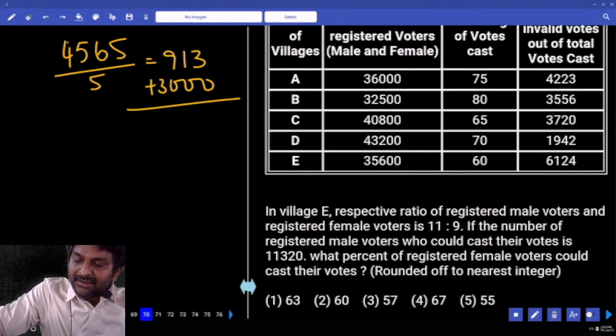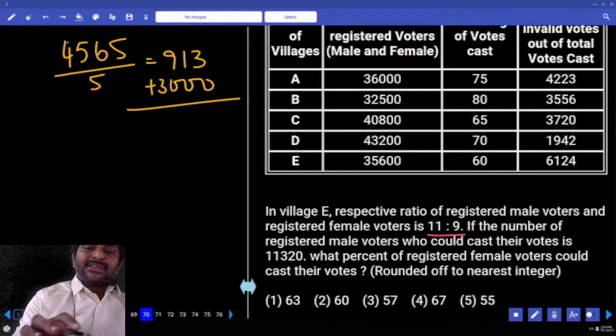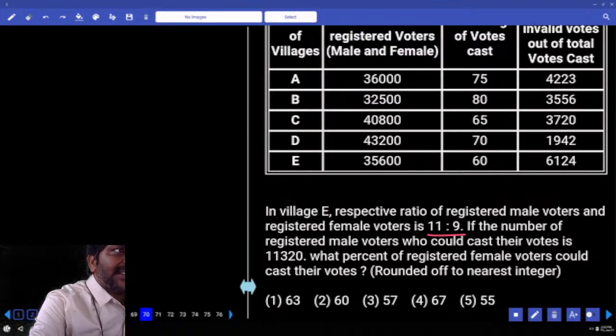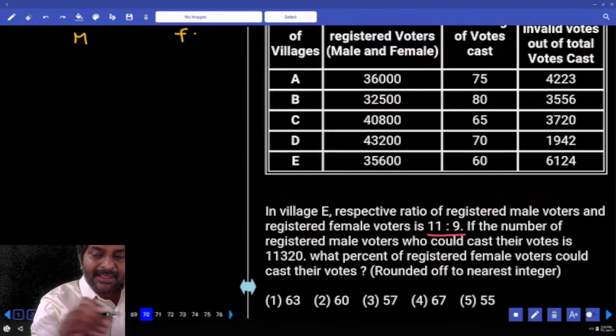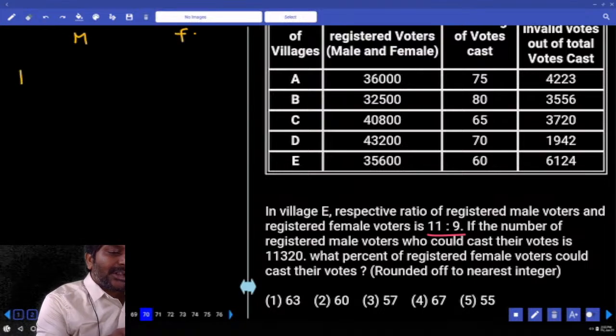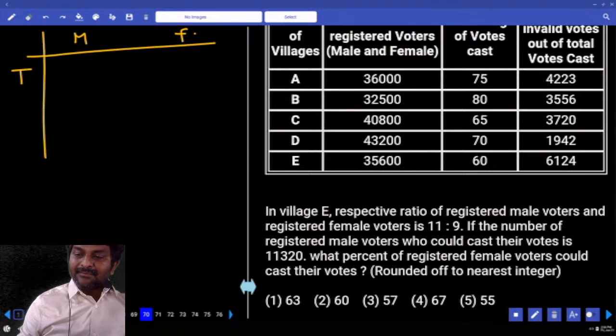If the number of registered male voters who could cast their vote is 11,320, what percent of the registered female voters could cast their vote? Okay, right. 11:9. Can I treat it as 55%, 45%? Male and female. Registered voters, that means total, right? Which village? E. 50%.